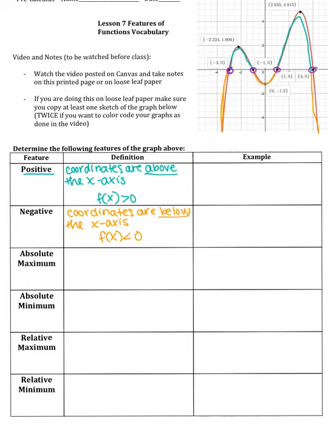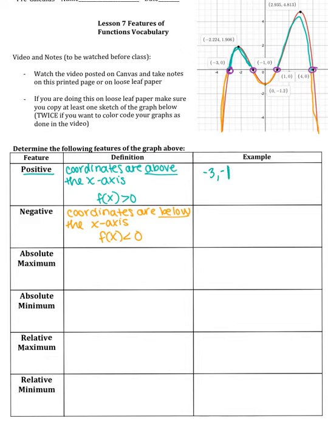One important thing to remember is with the positive and negative feature, we already know what the y values are doing. We know that they're either greater than 0 or less than 0. Therefore, when we write our intervals of positive or negative, we will use only the x values to describe the intervals. So this first interval that's positive starts at -3. So right here it starts at -3 and it ends at -1.